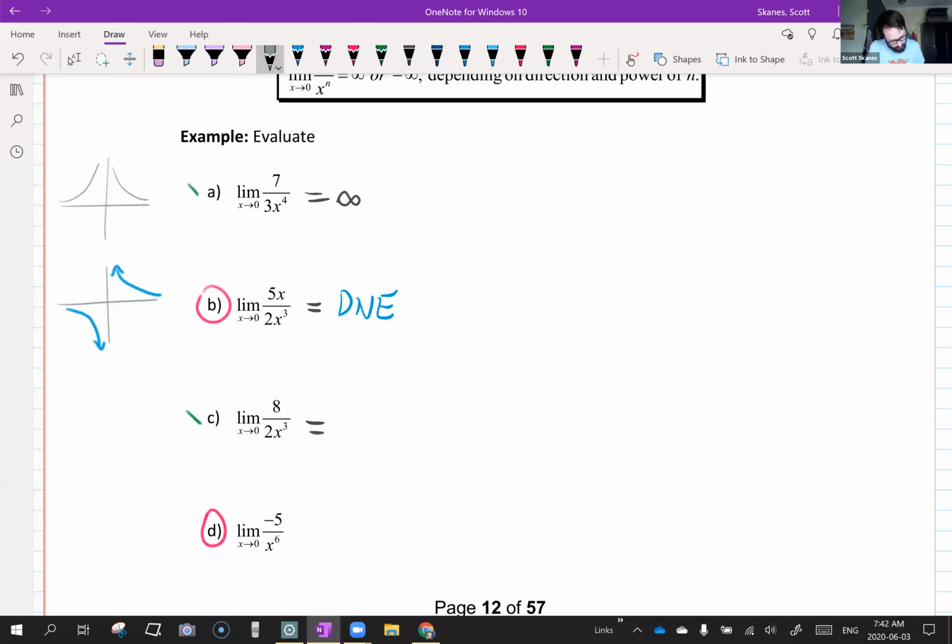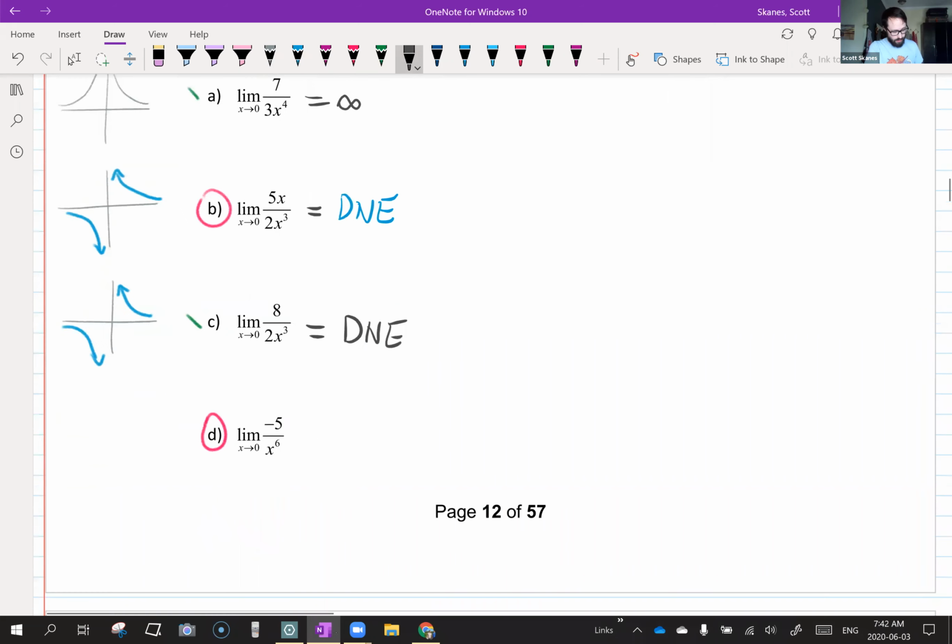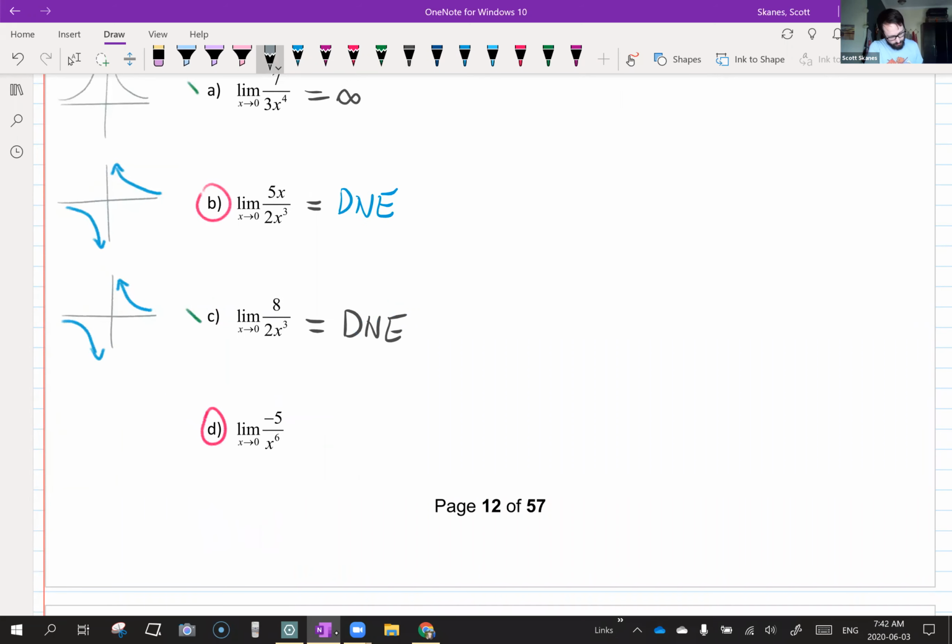This one, what does it look like? It looks almost exactly the same. It looks like this. So what's our answer? Our answer is that it doesn't exist. And finally, this one here looks like this. What's this answer going to be? Little test for you. What's it going to be as it goes to 0?